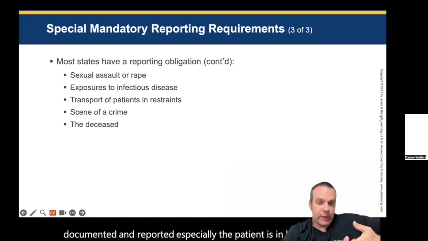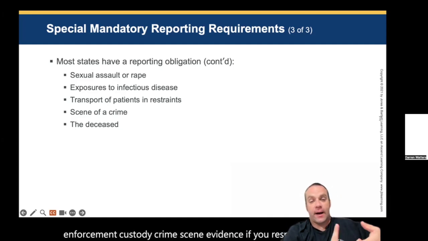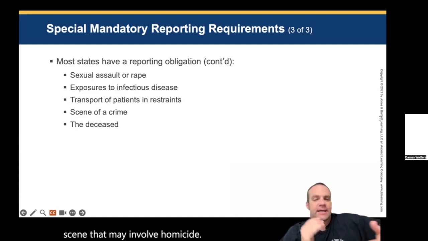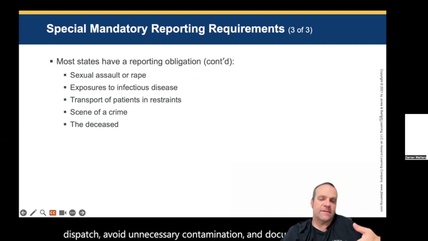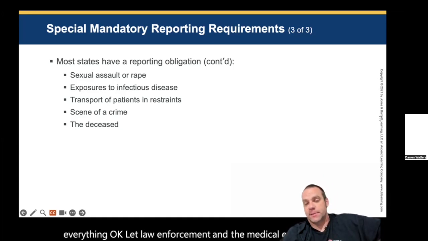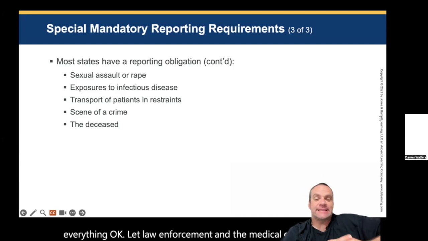Crime scene evidence. If you respond to a scene that may involve homicide, assault, or any suspicious activity, again, preserve evidence. Notify dispatch, avoid unnecessary contamination, and document everything. Let law enforcement and the medical examiner do their job. Your role is really to provide care and maintain scene integrity.